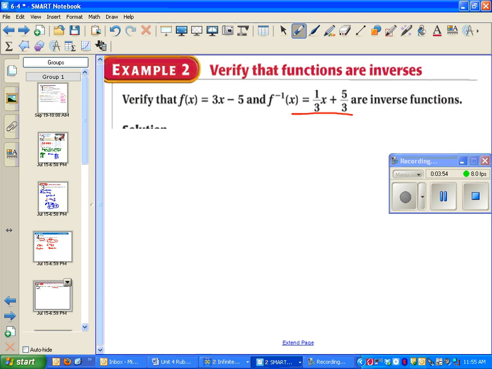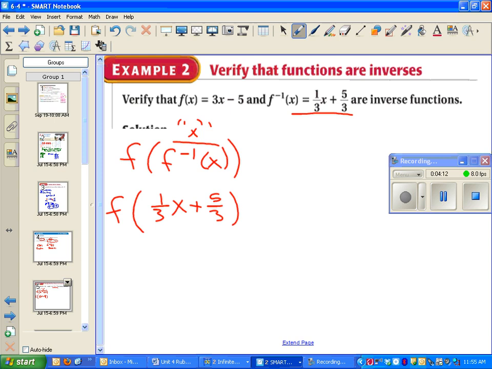All right, so we're going to compose them. So we have f of f inverse of x. Remember, instead of x in f of x, this is our new x value. So we're finding f of 1/3 x plus 5/3. Okay, so that's our new x value. Our f function is 3x minus 5. So I'm going to replace x with 1/3 x plus 5/3, and a minus 5.